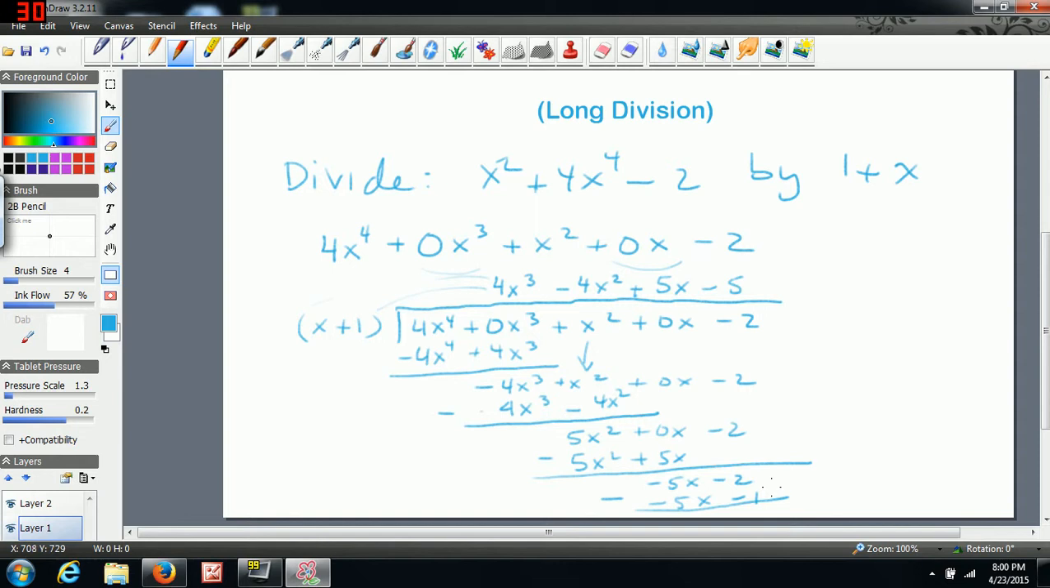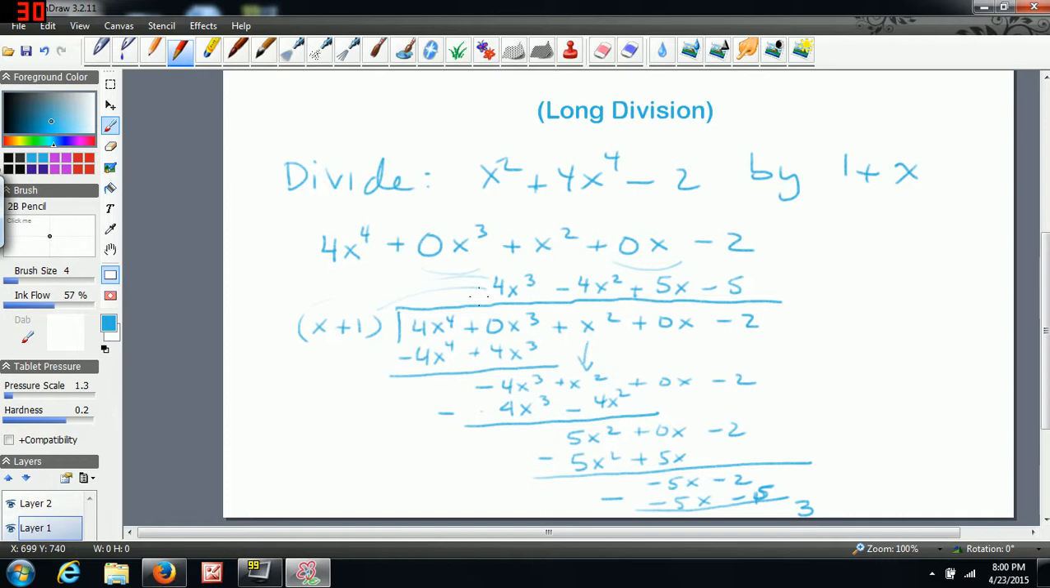This part should be a 5. That's 5. So we did 5x plus negative 5. So then when you subtract that, you get 0, and then negative 2 plus 5 will give you 3 as a remainder. Okay, so we just solved it.